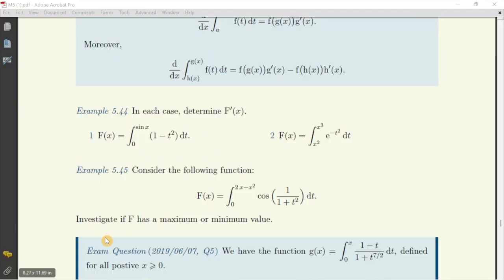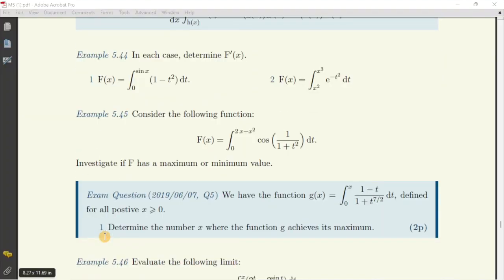This is a problem from an exam. There are two parts, I only consider one part of it. I realize that the improper integrals are the topic of the next module, so we will consider it there. But again, this is an exam question. We have the function g of x defined in that way in terms of an integral, and it is defined for all positive x greater than or equal to 0. This should be written non-negative. I don't know if this is my typo or that was in the exam. Determine the number x where the function g achieves its maximum.